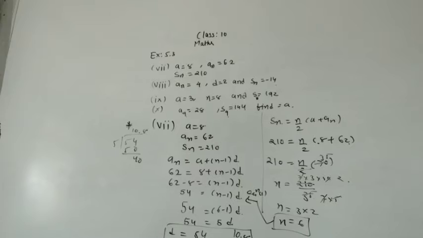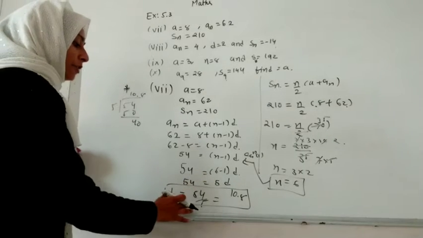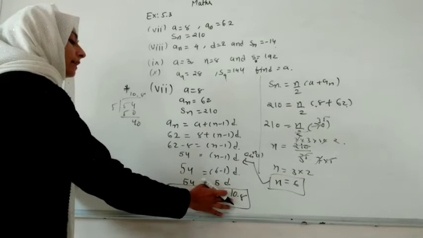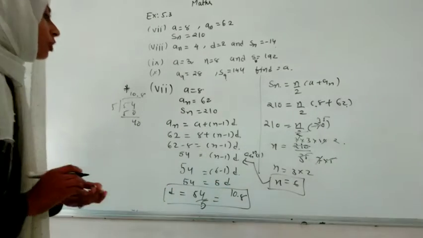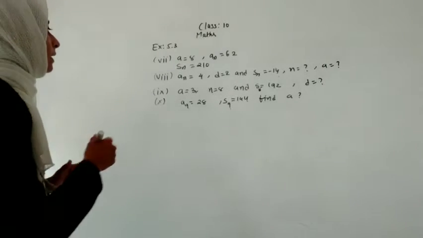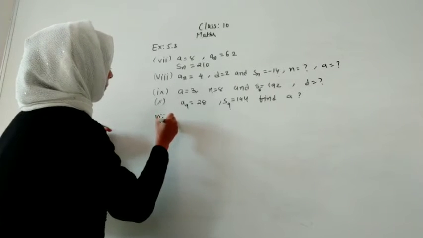I hope you understood. Let me show you this. Here as I have solved, I have shifted this 5 over here. I have divided and that answer is coming 10.8. So this is the answer of d. That is why we got d as 10.8. See over here. Let us do the next question, that is question number 8.